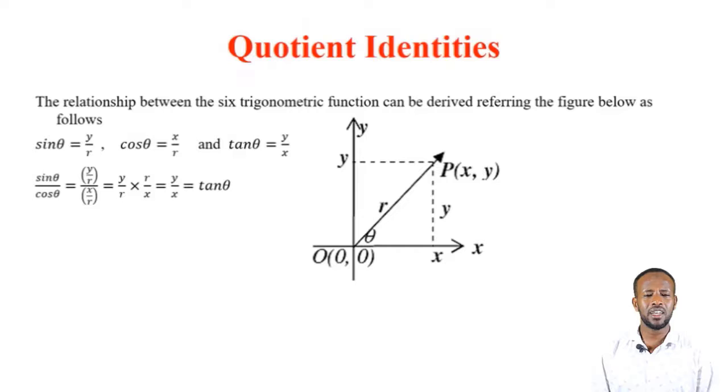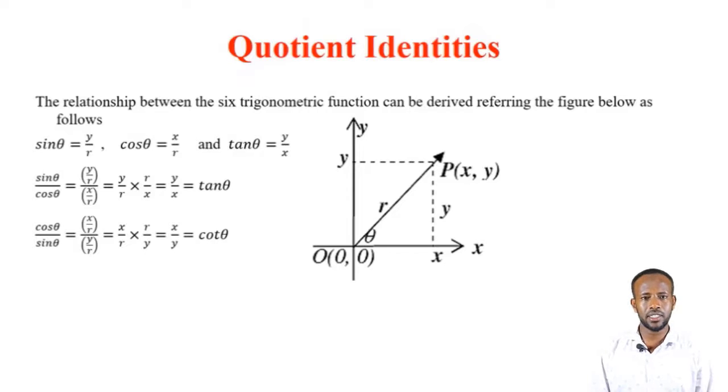Okay, what about cos theta over sin theta? Which trigonometric function will it give us when we divide cos theta by sin theta? Let us see. Cos theta over sin theta is equal to x over r over y over r. When we divide these two, we will get x over y. Adjacent over opposite. This is cotangent theta. Again we get another quotient identity. These two identities are called quotient identities.